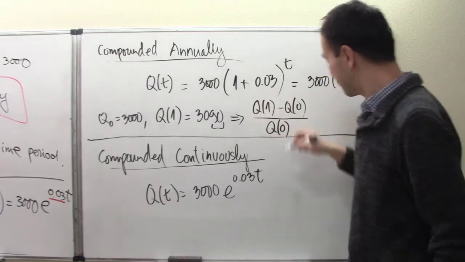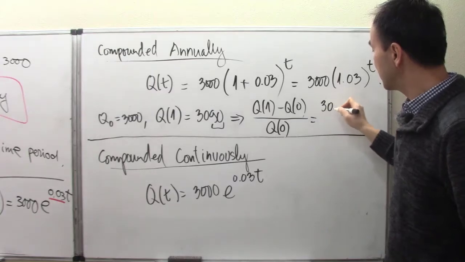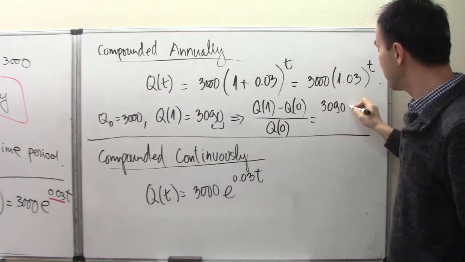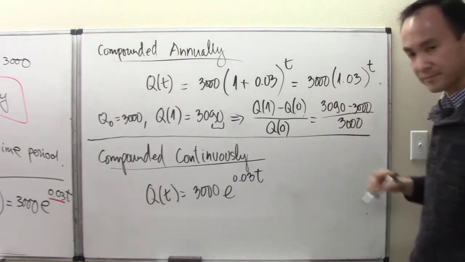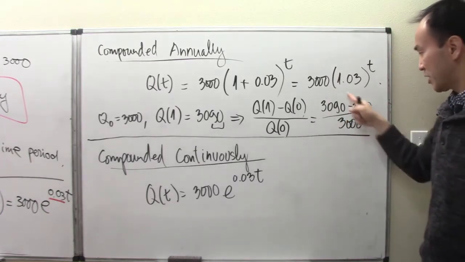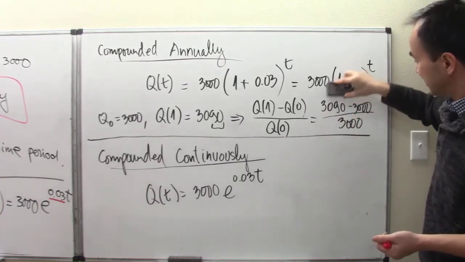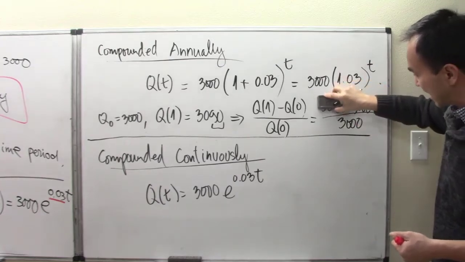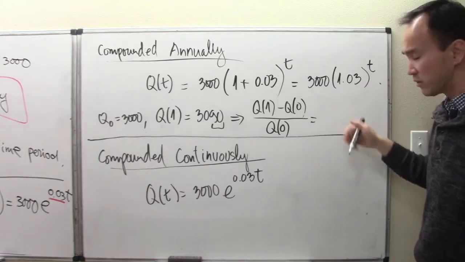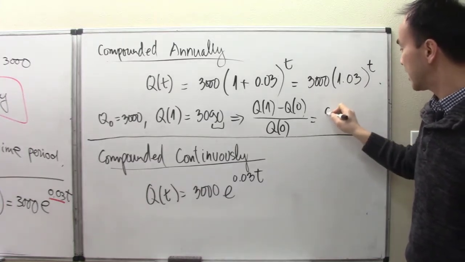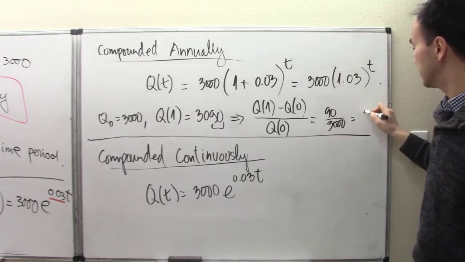So doing this, it comes out easily as 3,090 minus 3,000, divided by 3,000. That calculation gives me a percentage. Allow me to erase that and write the final calculation. The final calculation here is 90 out of 3,000, which is really 3%.